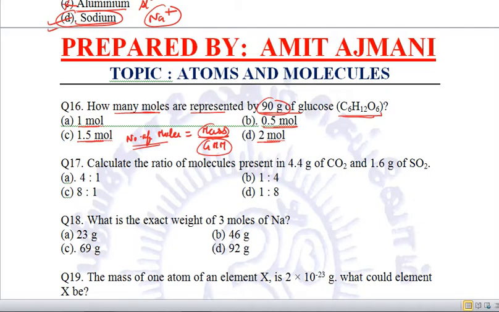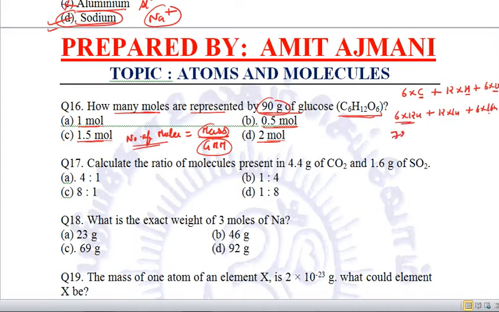Let us see. In this glucose molecule, we have 6 carbon. So we can write 6 into C, plus we have 12 hydrogen, so 12 into H, plus we have 6 oxygen, 6 into O. Now putting the values of the atomic masses, we know that the atomic mass of carbon is how much? 12. So 6 into 12 units, plus hydrogen is 1, so 12 into 1 unit, plus oxygen is 16, so 6 into 16 units.